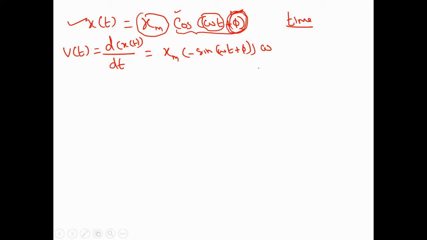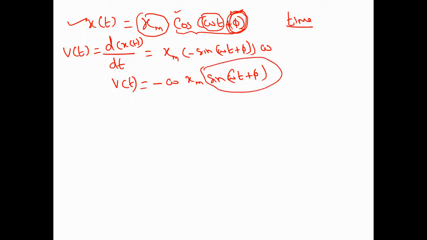Now what is remaining? Minus sign, I can take it in front, and omega I can take. So this is my xm omega sine omega t plus phi. Am I right? So this is my speed equation. Now, if you want to get the maximum speed, this sine term is my phase constant. If I consider this as 1, what is my maximum speed? My maximum speed V is nothing but omega multiplied by xm.